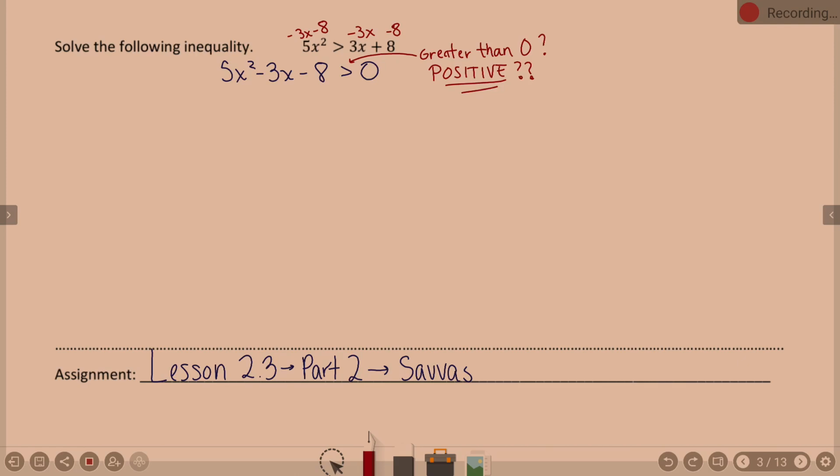Now, at this point, we need to solve the related equation. So I'm going to drop the greater than sign and just worry about the equal sign. 5x squared minus 3x minus 8 equals 0. And how are we doing with our factoring? Great. Do we know how to factor? Product is -8. What'd you say? So product is... not just product of -8. You have to flip this. Okay, so either way, it's going to be a product of negative 8.